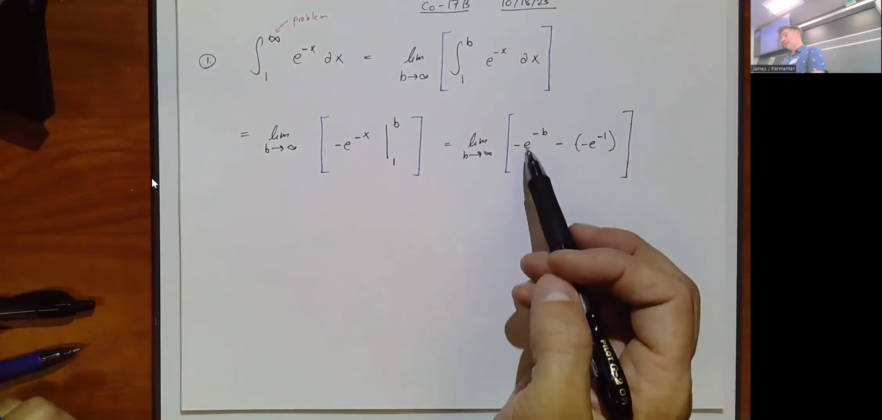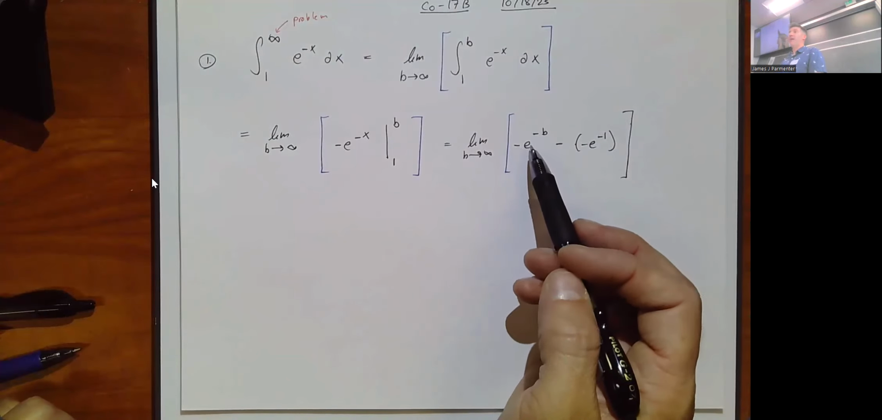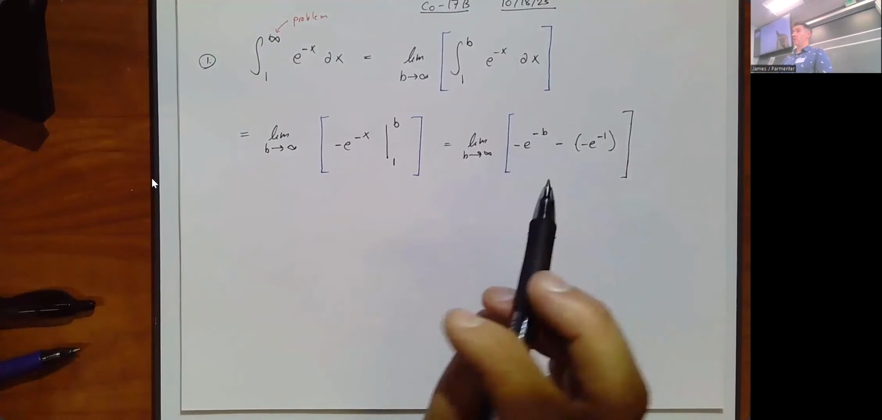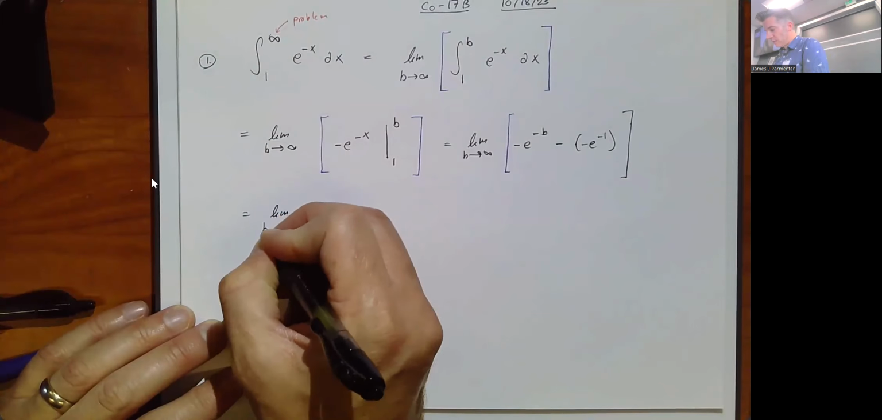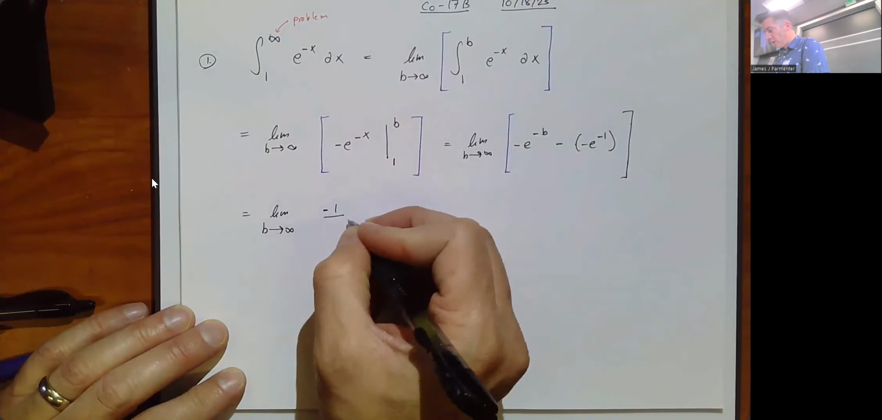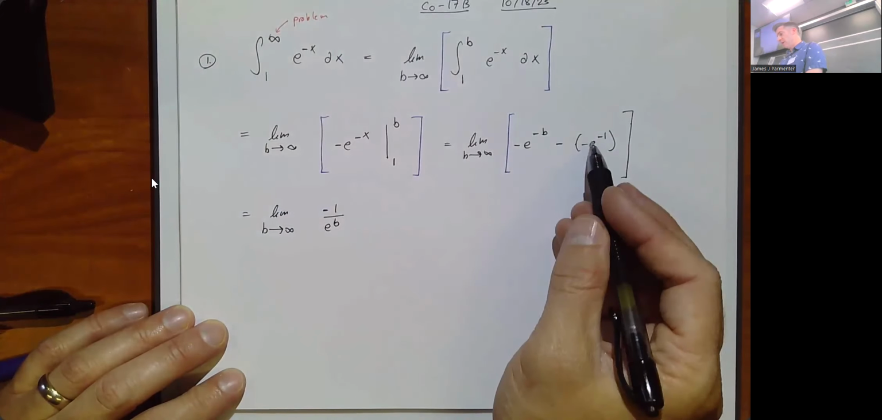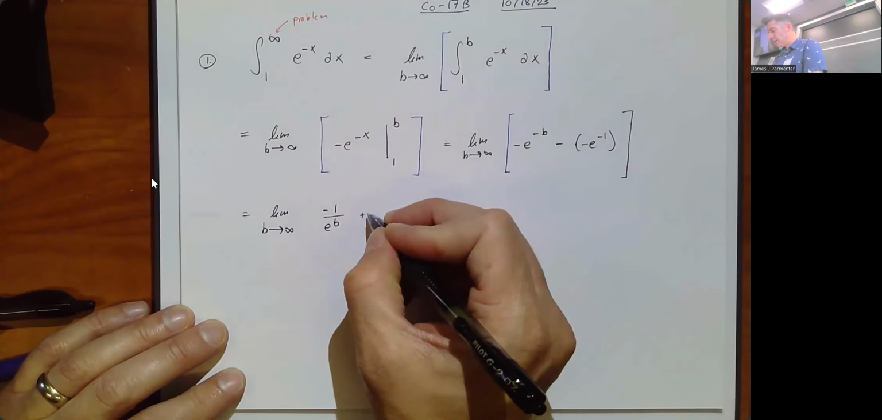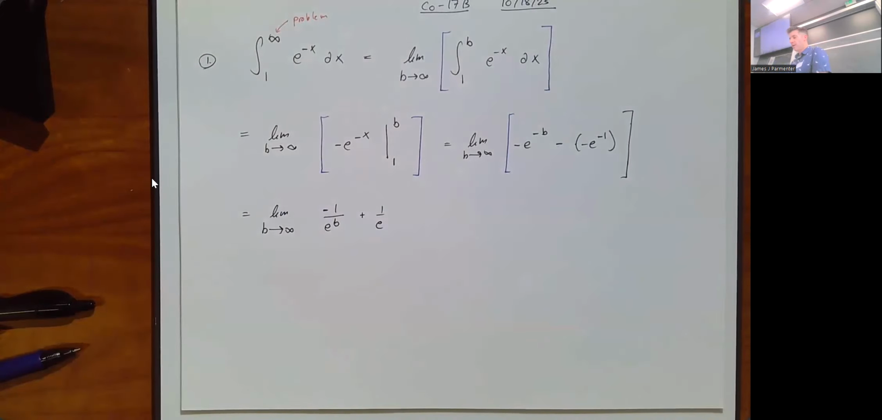I'm not great at e to the negative b. It's just not my favorite. I would choose to rewrite this, although you don't have to. I would rewrite this as the limit as b goes to infinity of -1 over e to the positive b. And then I'm going to rewrite this too, as minus is plus. Instead of e to the -1, I'll write 1 over e. So I think it looks nicer.